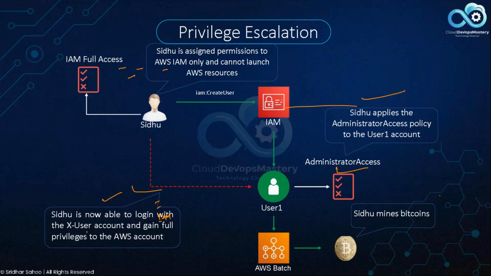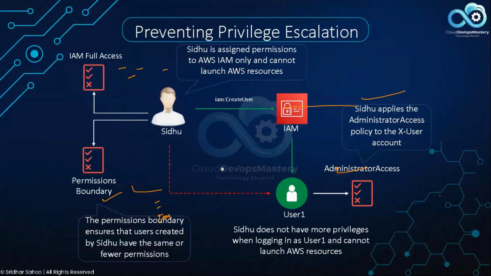If you apply this permission boundary, then Sidhu cannot perform those. But without a permission boundary, Sidhu can perform anything. How? Without a permission boundary, Sidhu can create another dummy account, let's say the account name is user one, with complete administrator access. Then he will log in as user one and launch the RDS database server, create S3 buckets, launch EC2 machines, any task he wants to perform. That is how it will happen without a permission boundary.